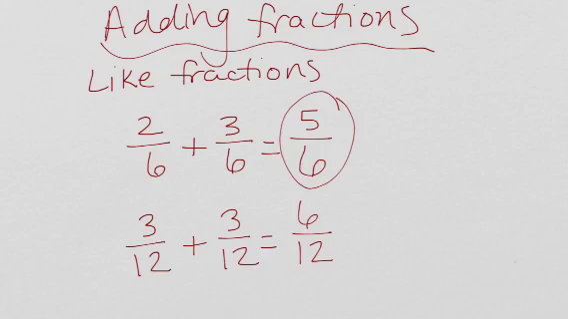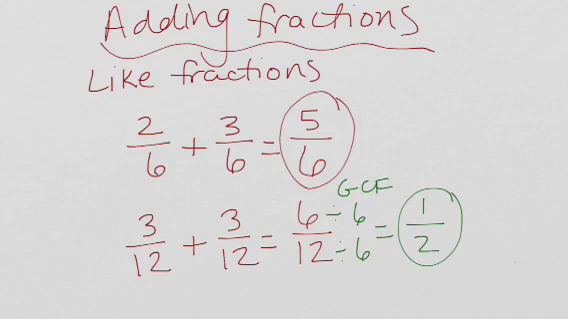And if you've seen the video before on simplifying, I know I'm going to use the greatest common factor of those numbers to try to simplify it. So the factors of 6 and the factors of 12 show that the greatest common factor is 6. So 6 divided by 6 is 1. 12 divided by 6 is 2. So 1/2 is the simplified fraction.